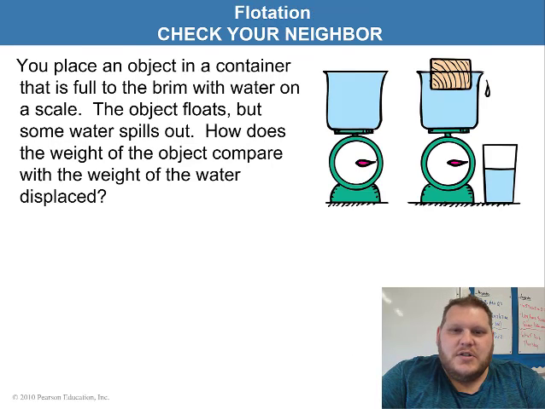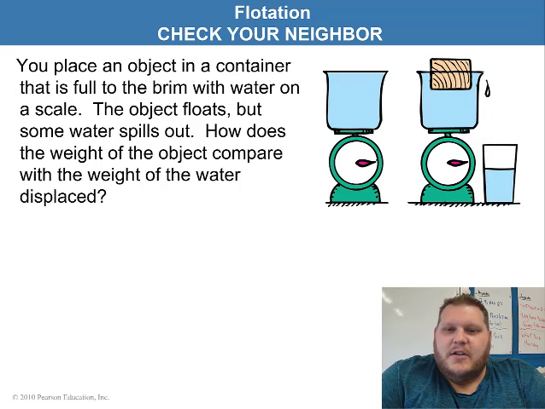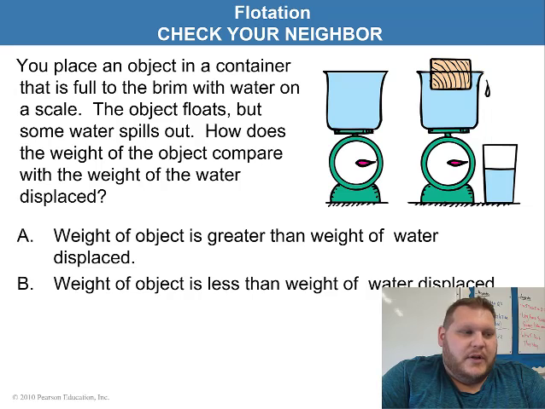Next question here, flotation. If you place an object in a container that is full to the brim of water on a scale, the object floats, but some water spills out. How does the weight of the object compare to the weight of the water that is displaced? We've got 4 different options here.